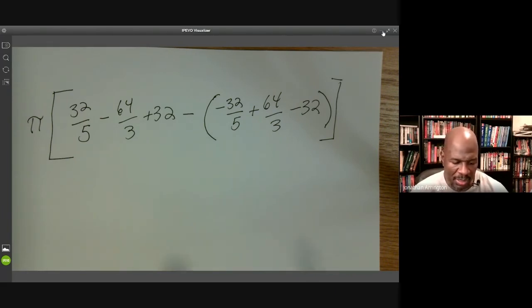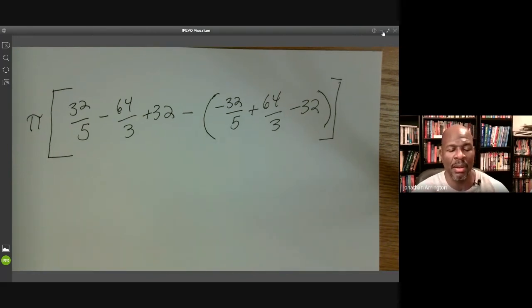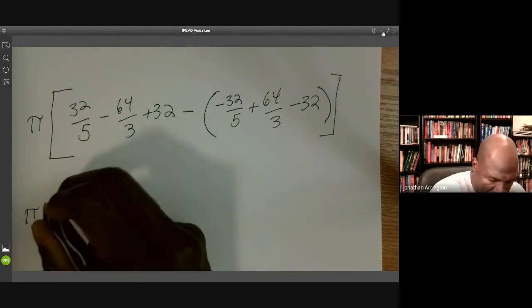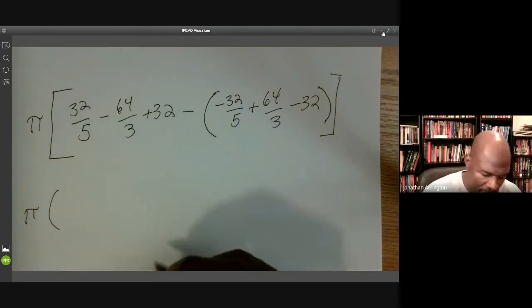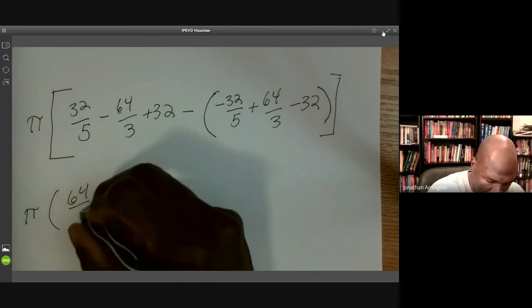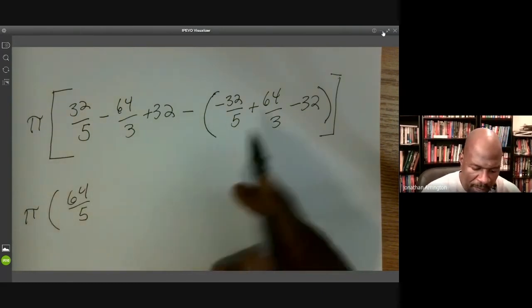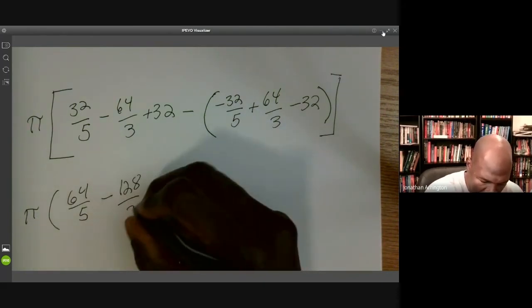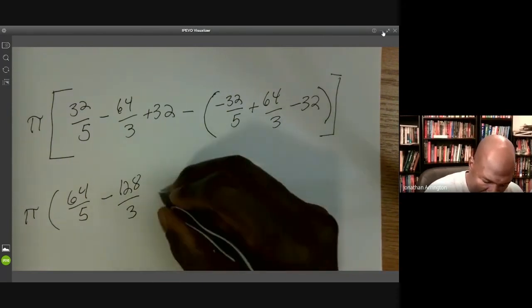But since these are opposite signs and these guys are being subtracted, what's going to happen is all of these values are going to double. So, excuse me, let me put the pi here. So 32 over 5 minus negative 32 over 5 is 64 over 5. And negative 64 over 3 minus 64 over 3 is minus 128 over 3. And 32 minus negative 32 is 64.